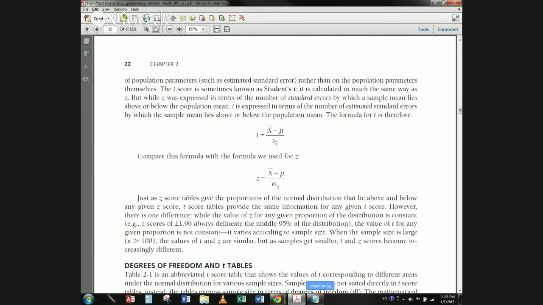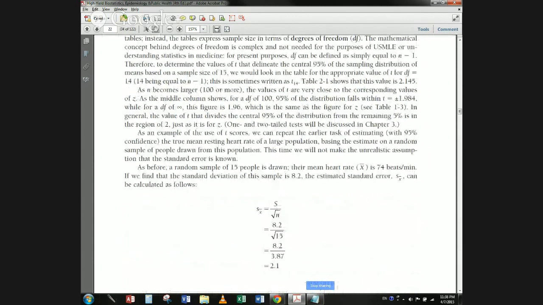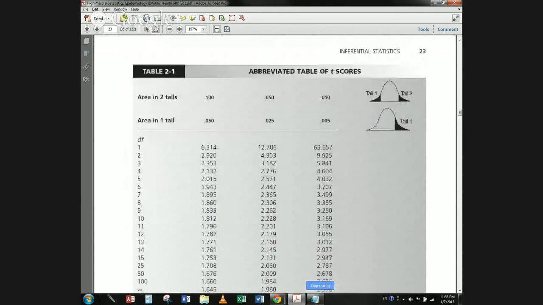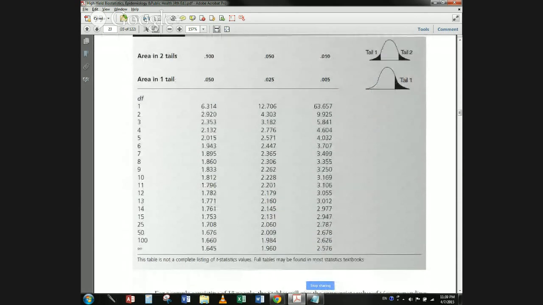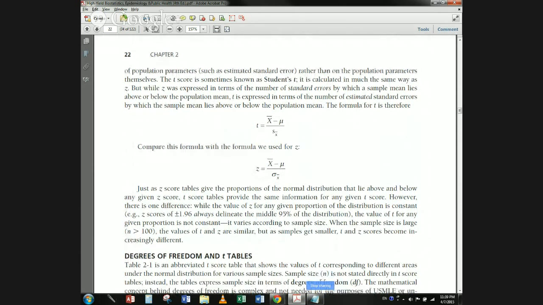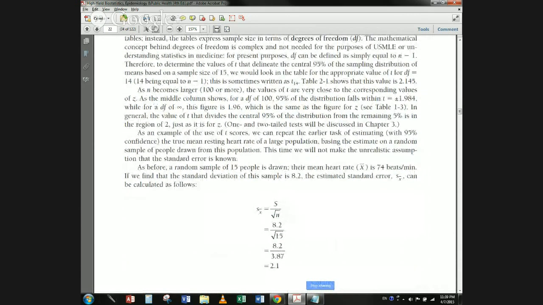Degrees of freedom and t-tables. Table 2.1, this one right here, abbreviated table of t-scores. Table 2.1 is an abbreviated t-score table that shows the value of t corresponding to different areas under the normal distribution for various sample sizes. Sample size n is not stated directly in t-score tables. Instead, the tables express sample size in terms of degrees of freedom.